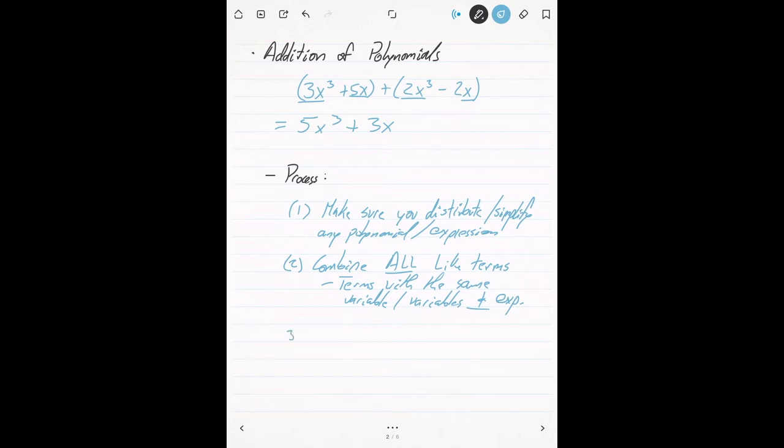I will say, after you combine like terms, make sure to write your answer in descending order. Write whatever you get, your result, in descending order. And really that's all you have to do. It's pretty simple to go ahead and add polynomials together.